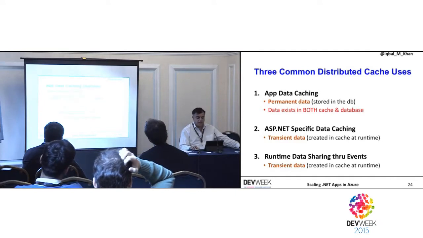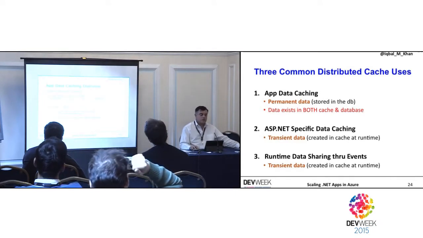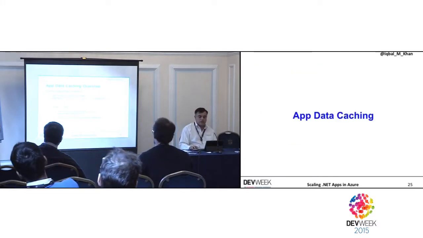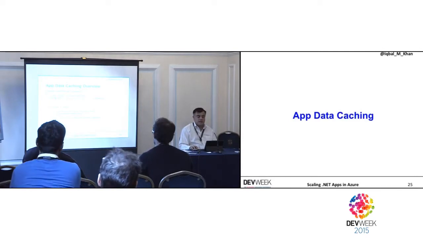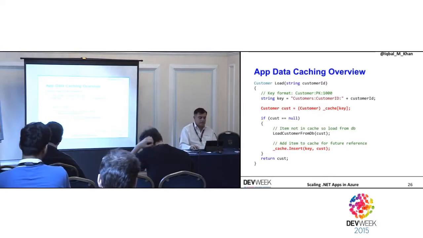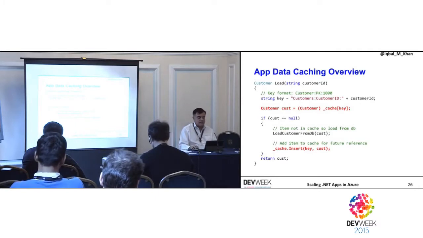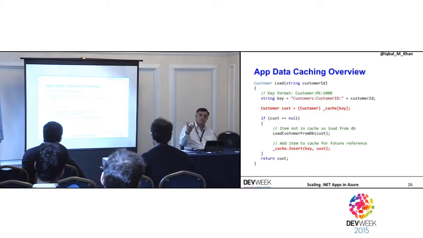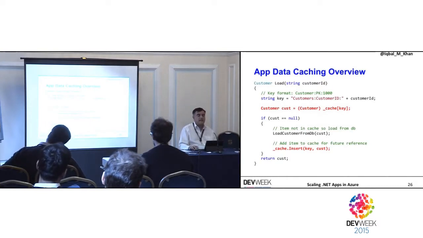So application data caching. A typical code would look like you're trying to load a customer from a database. You will first check it in the cache. If the cache has it, you've got the object, so no need to go to the database. If customer is null, that means the cache doesn't have it. Then you call your persistence code, and it gives you back the customer object. Then you add it to the cache. Why do you want to add it? So the next time you call this method, you will find it in the cache, and you won't have to go to the database.